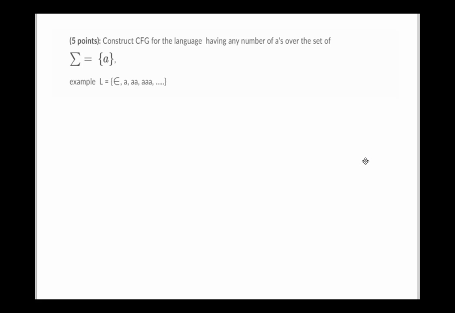The first one is: construct a CFG for the language having any number of A's over the set sigma. I gave you an example of the language. The language should accept epsilon, A, and so on. To construct this, the first thing is we're going to start with the symbol S, as we did in class. And then we have to accept A, A, and so on and so forth.